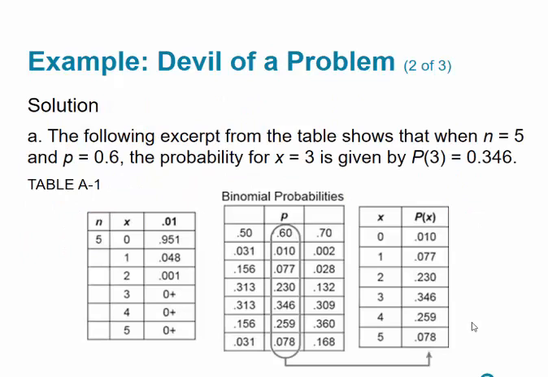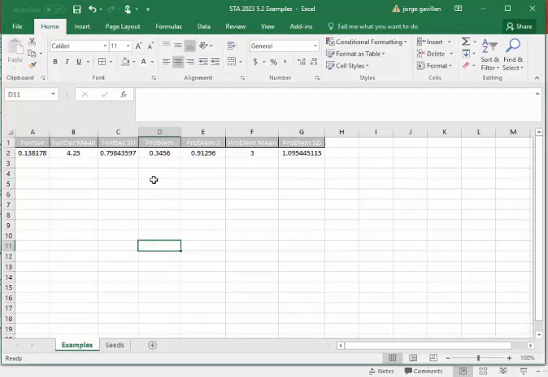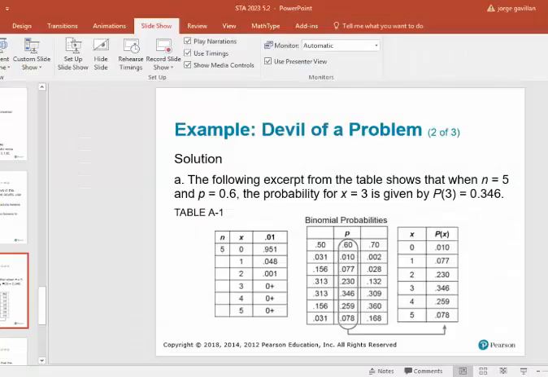So using the table here, we get the following, right? The following excerpt from the table shows that when n is 5, p is 0.6, the probability of x is 0.346. So if I use Excel, it's this cell right here. And so again, you can see that the number of successes I'm looking for is 3, number of trials is 5, the probability of success is 0.6, and it says false, and I get 0.3456, which is exactly what they got here.